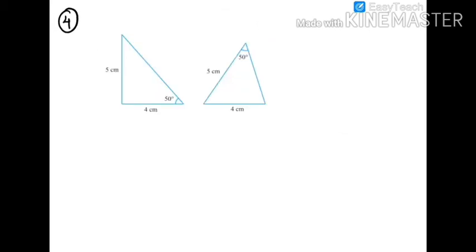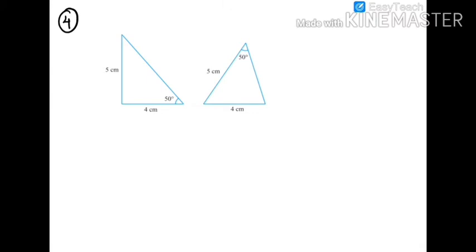Look at the fourth set of triangles. In this figure, we have two sides of the first triangle as 5 and 4 centimeters, and in the other triangle also two sides are measuring 5 centimeters and 4 centimeters. And we can also see that one corresponding angle in both the triangles is equal to 50. So are these two triangles congruent by SAS rule? We have two sides and an angle.